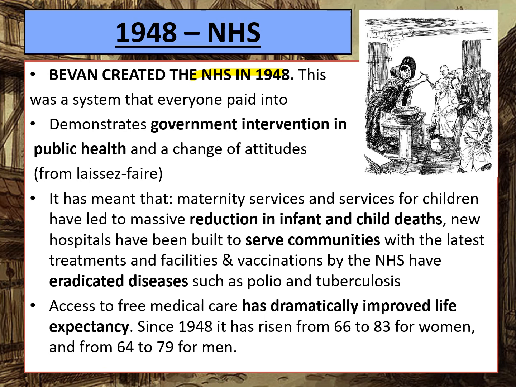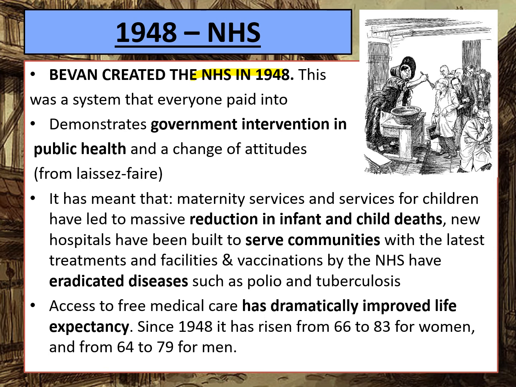So what has the NHS meant then? So it's massively improved people's quality of life because now we have free maternity services, free services for children, and this has led to a massive reduction in infant and child deaths. We have lots of new hospitals that have been created. We have free vaccinations. We have eradicated diseases in Britain that lots of other countries are still suffering with. For instance, we don't worry about things like tuberculosis or TB anymore because of the NHS vaccination scheme. So it's really improved people's quality of life.